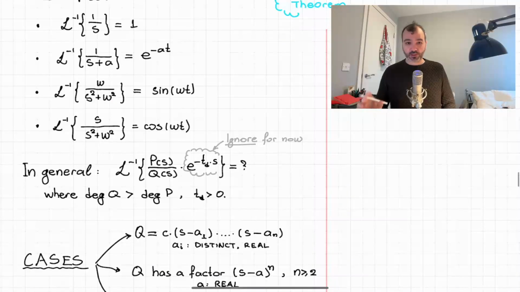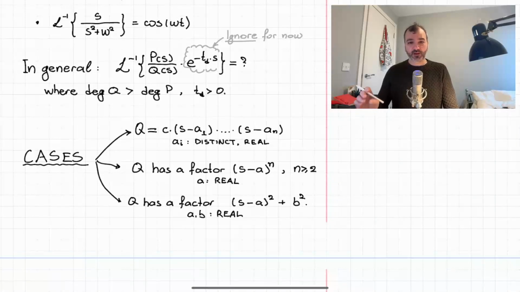In general, we'll be working with functions in the S domain that look like this. They look like polynomial over polynomial times perhaps this exponential function. This is called a delay, but we can ignore it for now. We'll come back to this later. These functions that are polynomial divided by polynomial are known as rational functions. And here we'll be working with rational functions where the denominator q has a degree which is strictly larger than the degree of the numerator. And such functions are called strictly proper.